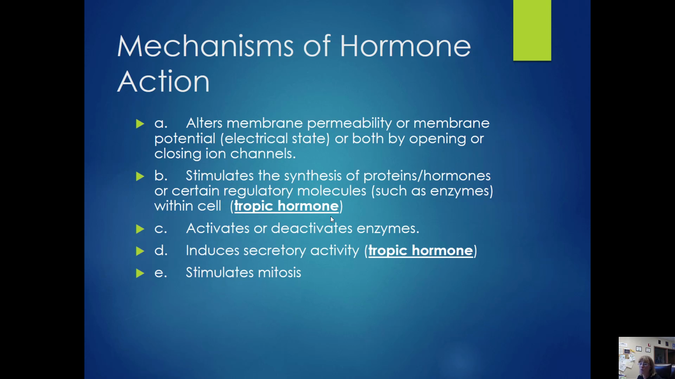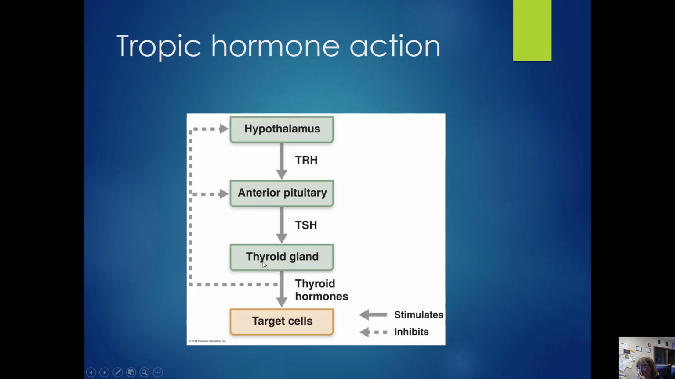I get into this with my students, so I'm not really going to go over this. You can take a look at it: we can alter the membrane permeability, or we can be tropic, which means a hormone is going to stimulate the production of a hormone from another gland and induce its secretory activity. We're going to activate or deactivate enzymes like we see with insulin and glucagon. And then stimulate mitosis like we see with growth hormone, or insulin-like growth factor, which it stimulates the production of. Okay, so let's get into a tropic hormone.